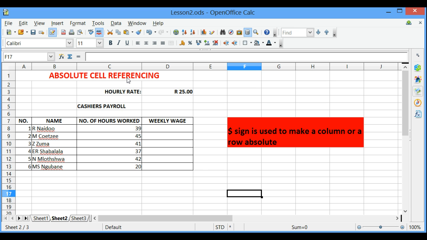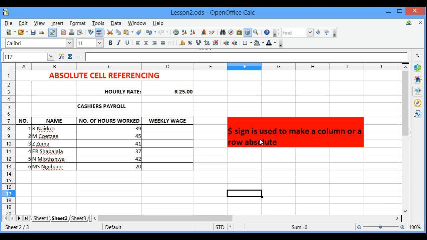There are times when we do not want the cell reference to change when we copy a formula or a function. In these cases, we use absolute cell referencing. An absolute cell reference is a cell reference that will not change when the function or formula is copied. To make a cell reference absolute, we use a $ before the column letter or the row number. So a $ is used to make a column or a row absolute.